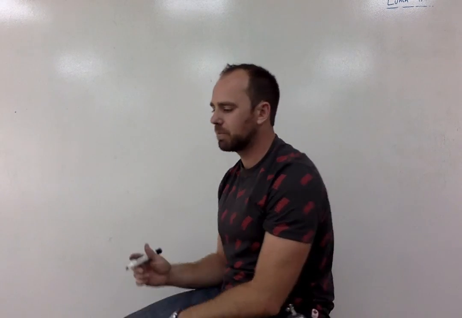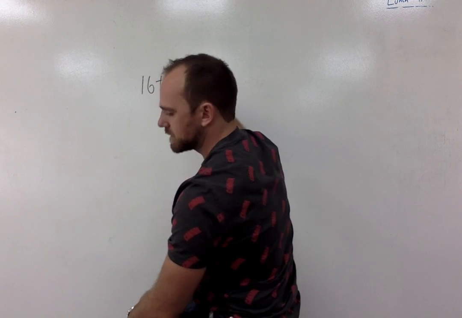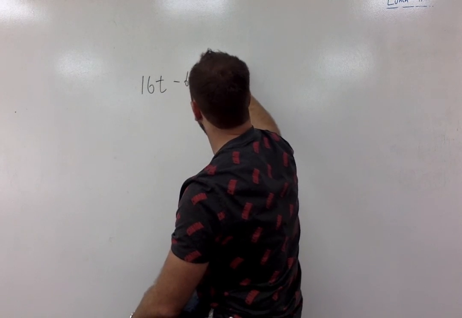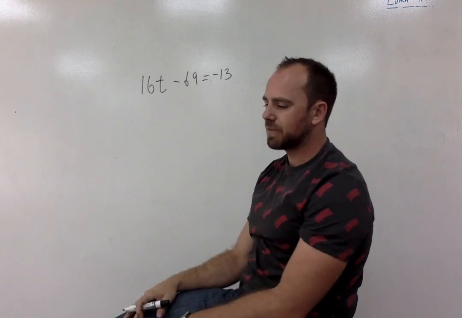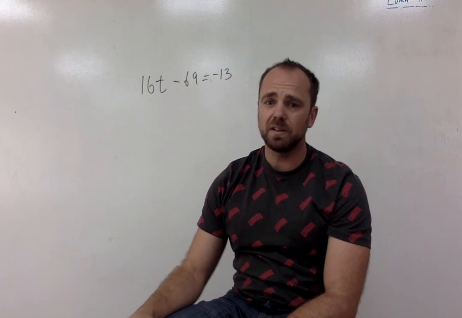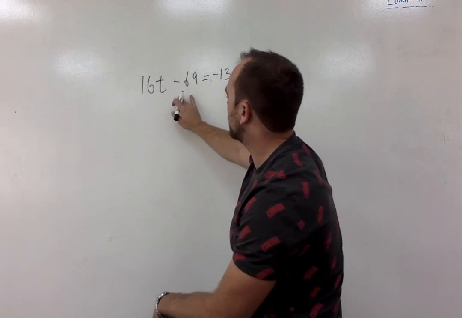The next one we're going to look at, this one is not necessarily going to give me a perfect whole number. Okay? So I'm going to have 16 times t minus 69 equals negative 13. Okay? So this is going to take a little bit of work, and it's not going to be as easy as I was initially hoping.